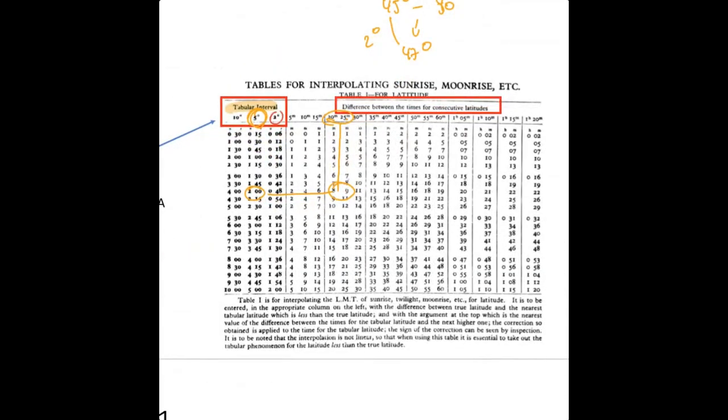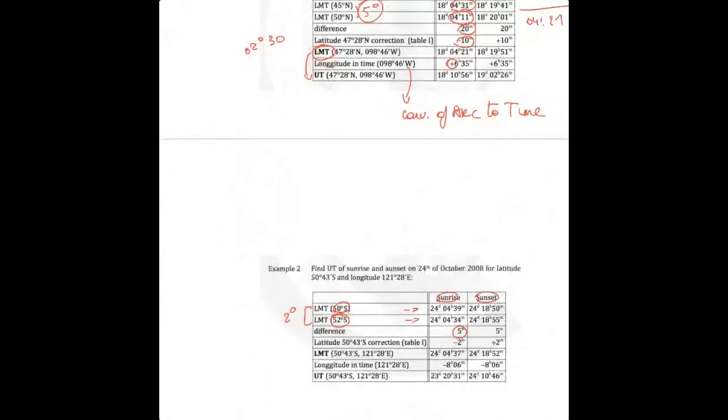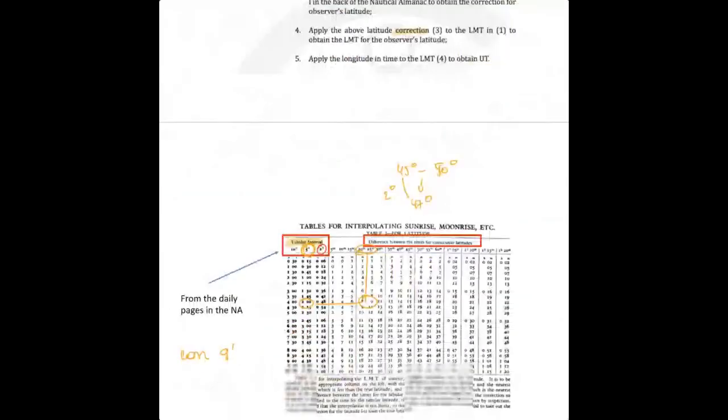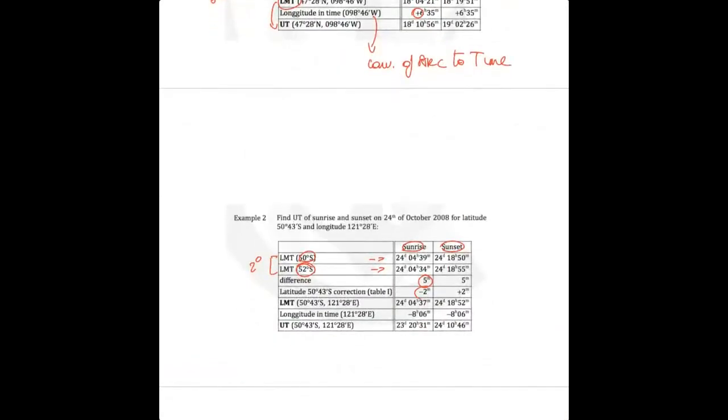The tabular interval is 2 degrees. And what was our latitude? We were at a latitude of 43. Where is it? So 2 degrees, it's here, and 5 minutes, and we are at a latitude of 43. So this gives us a correction, if I'm not mistaken, of 2 minutes. Okay, voilà. This is a correction of 2 minutes.